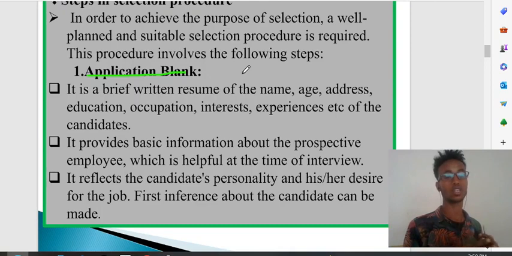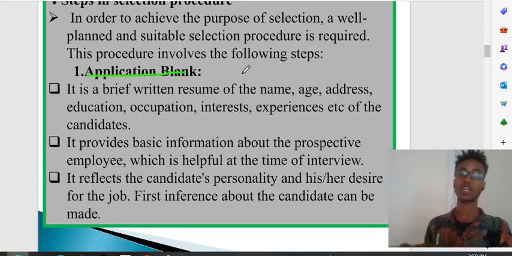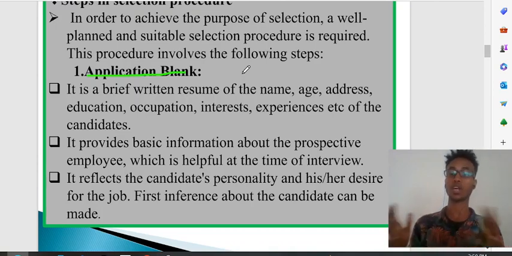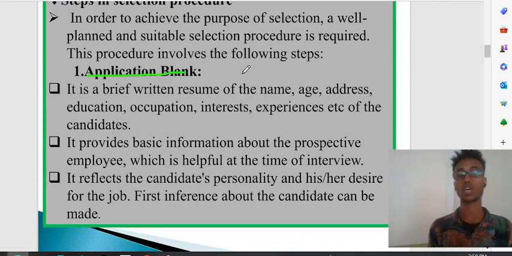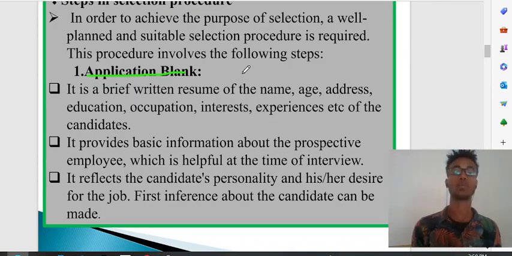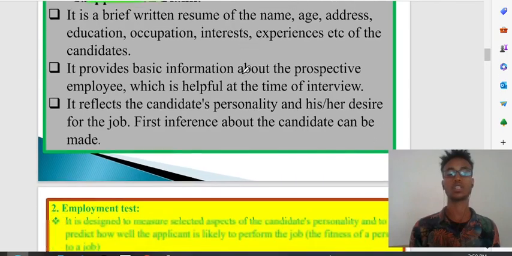The candidate wants to apply to Awash Bank. I have to send my application letter to that bank. Does that application letter or application blank contain my name, my age, my address, my education, my interest, and experiences? Those are what we have to write in the application blank.